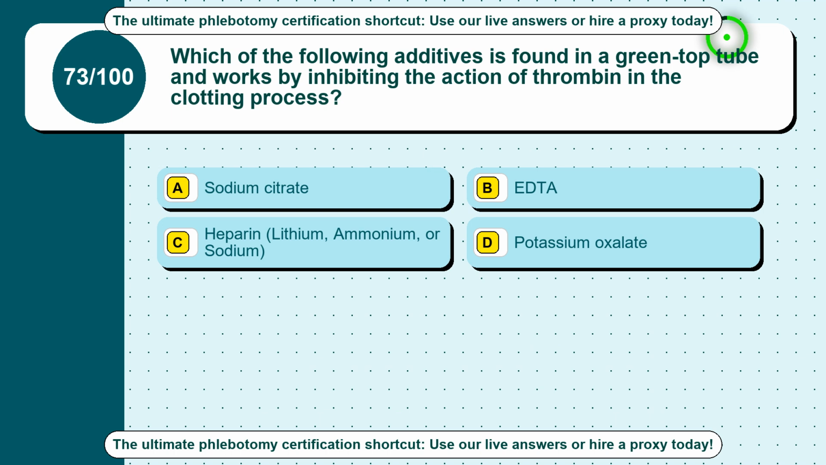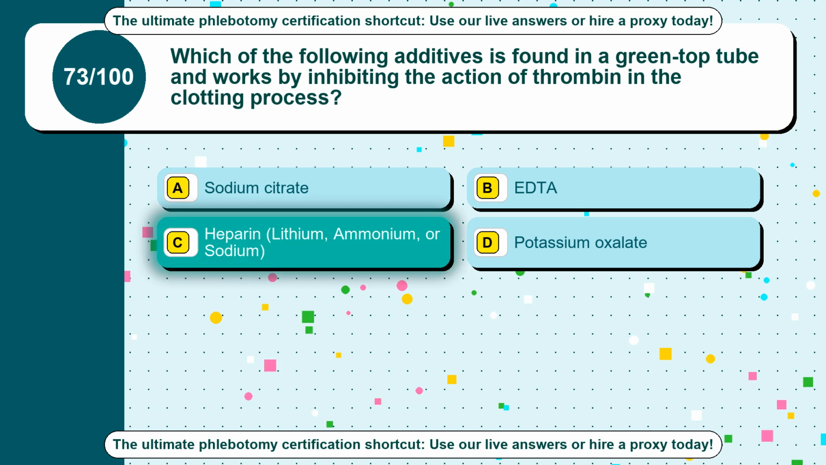Question 73. Which of the following additives is found in a green top tube and works by inhibiting the action of thrombin in the clotting process? Option A. Sodium citrate. Option B. EDTA. Option C. Heparin, lithium, ammonium, or sodium. Option D. Potassium oxalate. The correct answer is option C.